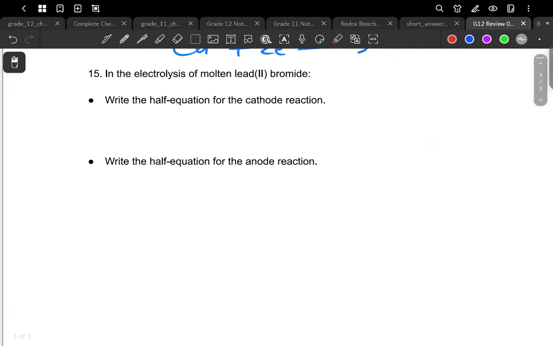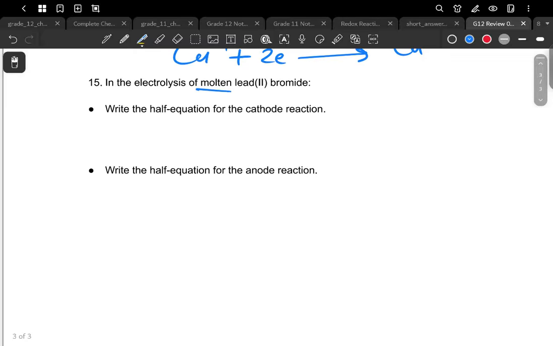In the electrolysis of molten lead bromide, write the half equation for the cathode reaction. So this is molten. Actually, we did this at the beginning. The molten lead bromide. So at the cathode, I'm going to choose the lead to be at the cathode because lead is the positive ion, bromine is the negative ion. So the negative ion, the second part of the compound, will be negative, and it is attracted to the anode.